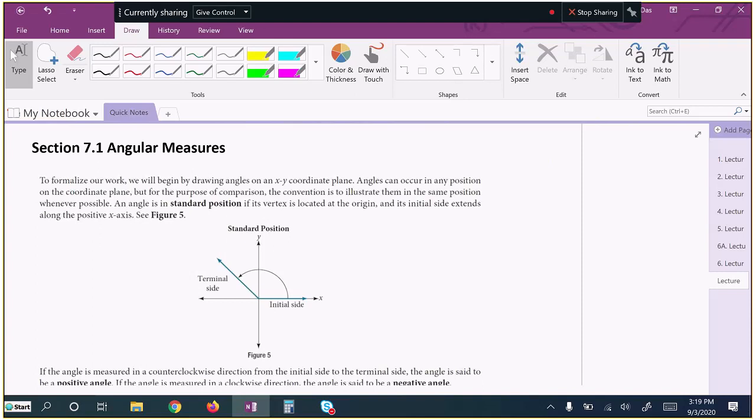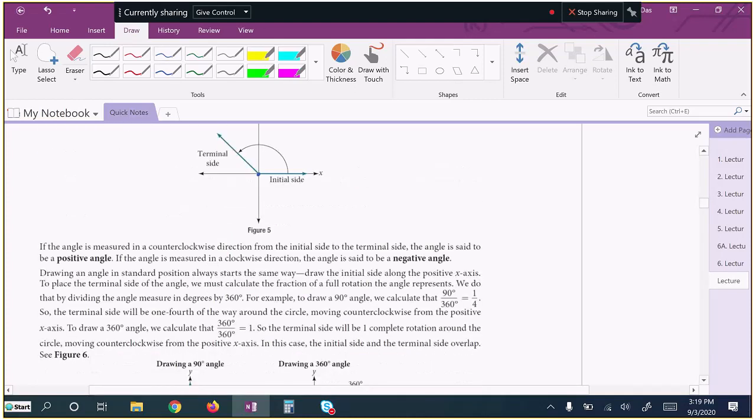For example, if we look at figure 5, see how the initial side is coincident with the x-axis. The vertex of the angle is the origin of the Cartesian coordinate system. Hence, the angle that we are seeing in blue is an angle in the standard position. In our class, we will precisely be interested in angles which are in their standard positions.